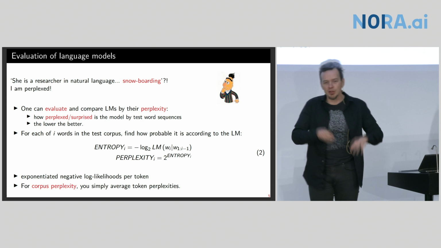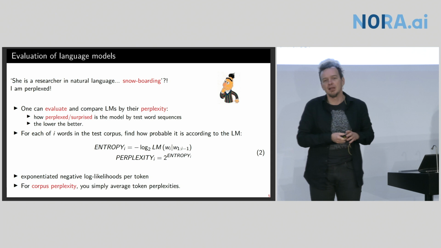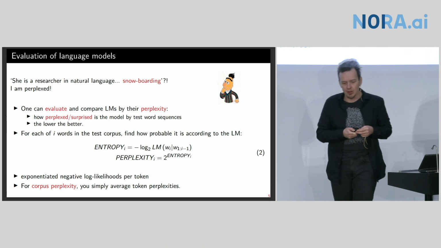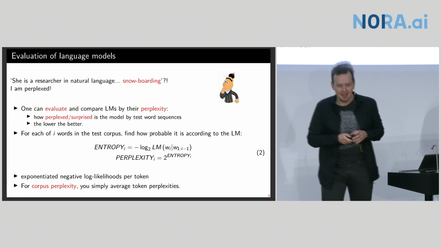In the good old days, when people used language modeling as one of many possible natural language processing tasks, they just used some test corpora and compared different language models and made conclusions like, okay, this language model has a lower perplexity on the test set, which means that it is probably better. Nowadays, of course, they also test language models on various other tasks, not only on how perplexed they are on the test sets.